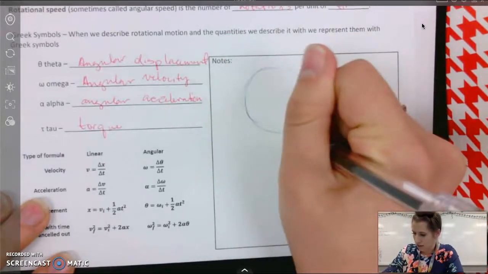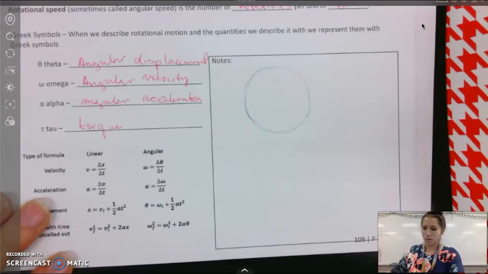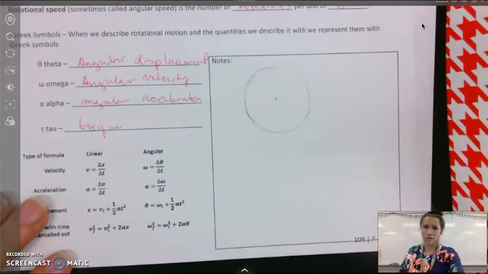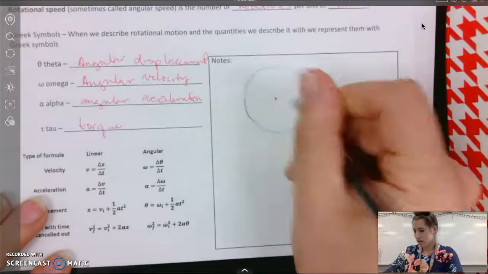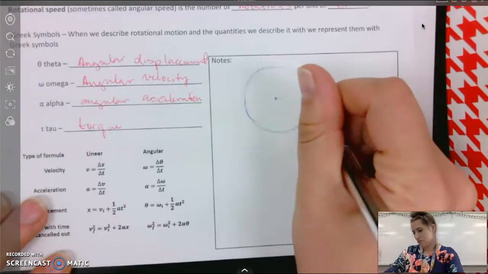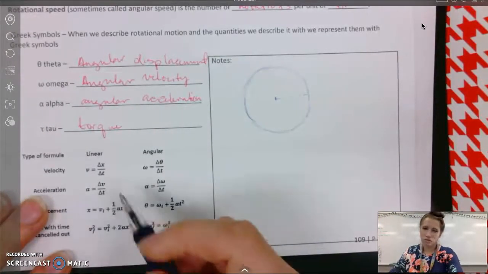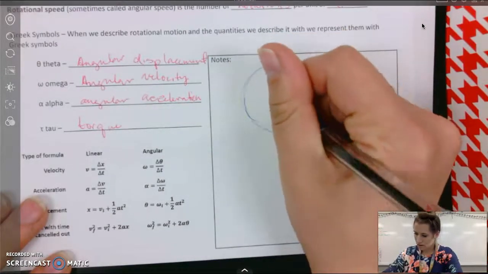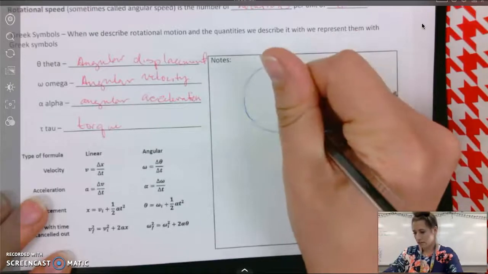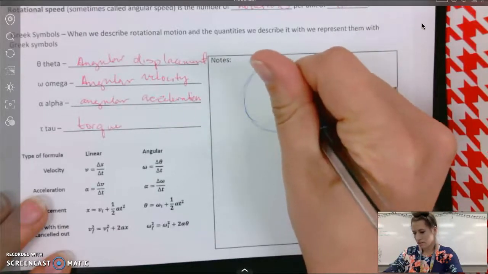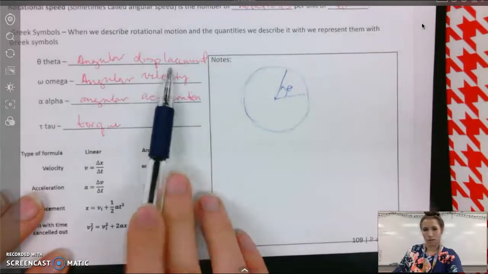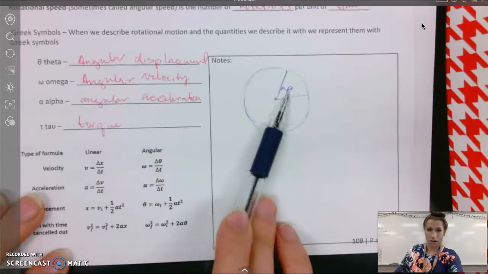Okay, so again, we have this circle going in like a merry-go-round or whatever. Here's the very center point of our rotation, and you could treat this like a unit circle. If we go from here to there, that would be theta. That would be our angular displacement, the amount of displacement based on the change in angle, okay?